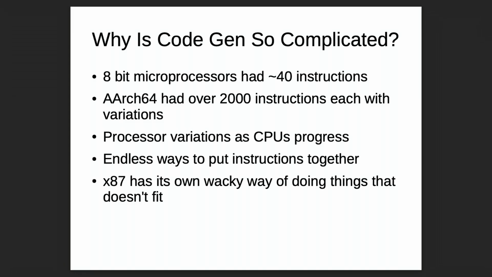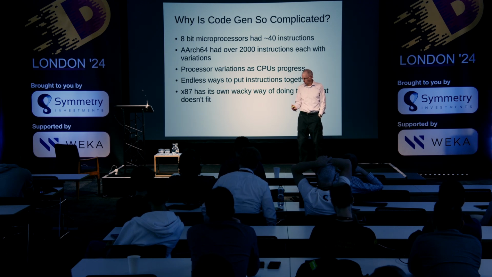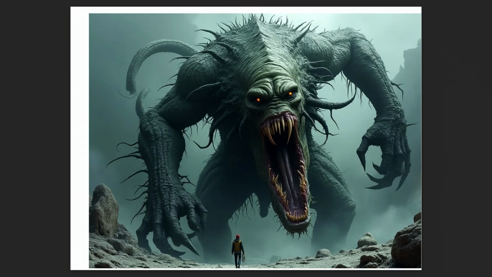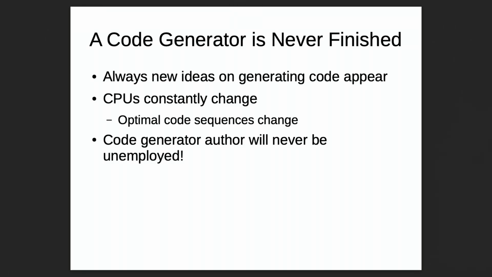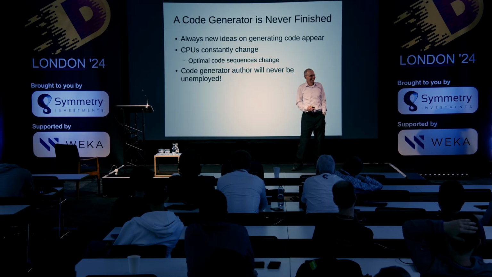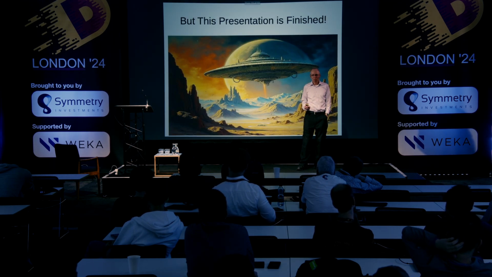Why is it so complicated? A microcomputer has maybe 40 instructions, and modern CPUs have well over 2,000 instructions with multiple variations on those. So there are multiple ways to load a constant into a variable, which adds to the complexity because in each situation you want to pick the optimal way to load a constant into a variable. The code generator is never finished. It's an endless employment opportunity because the CPUs are constantly changing, but this presentation's finished.